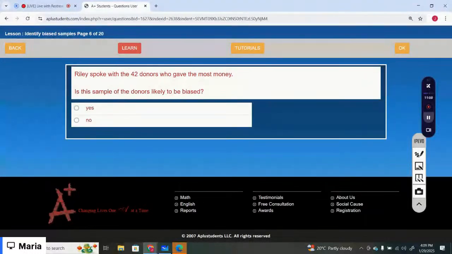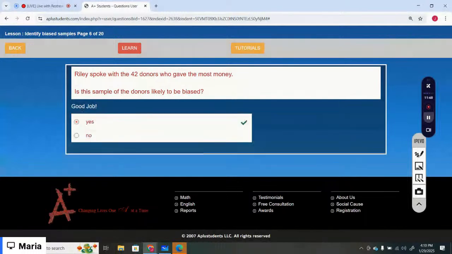Riley spoke with the 42 donors who gave the most money. Is the sample of the donors likely to be biased? The correct option is yes, because the 42 donors are the ones who gave the most money, so that is a biased sample. They are different than the others.